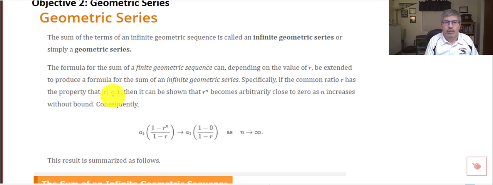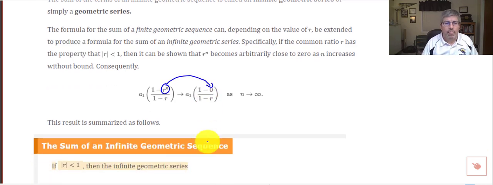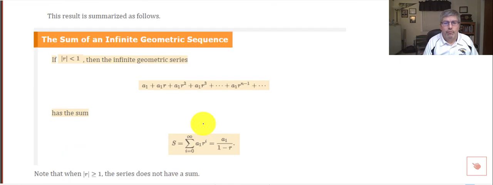Specifically, if the common ratio has the property that the absolute value of r is less than 1, it can be shown that r to the n becomes closer and closer to 0 as n increases without bound. So this r to the n in an infinite geometric series, as n goes to infinity, welcome to calculus, approaches 0. So we end up with 1 minus 0 from our previous formula, all over 1 minus r. Well, if you have 1 minus 0, then our numerator just becomes 1.